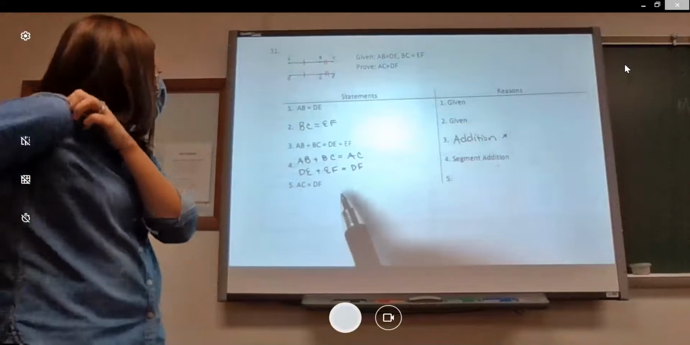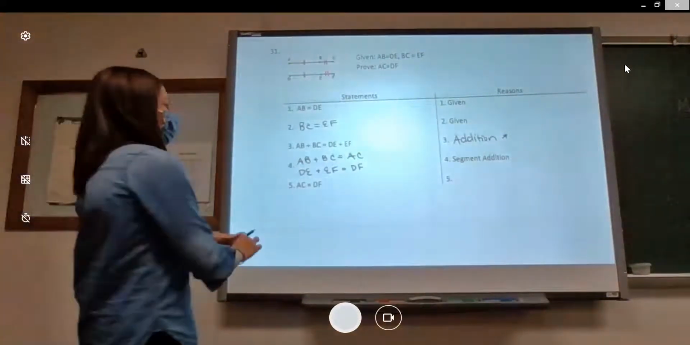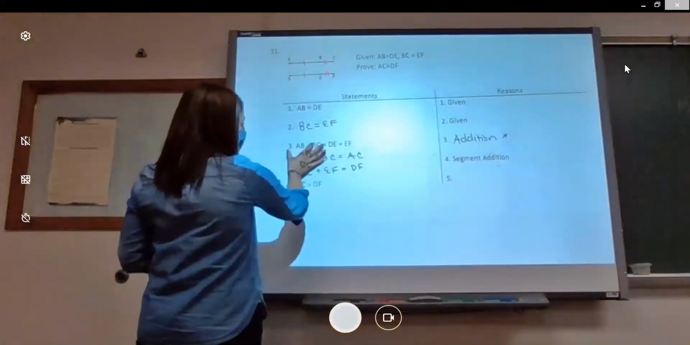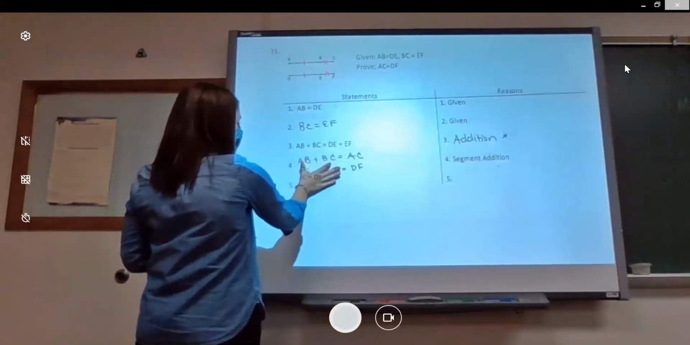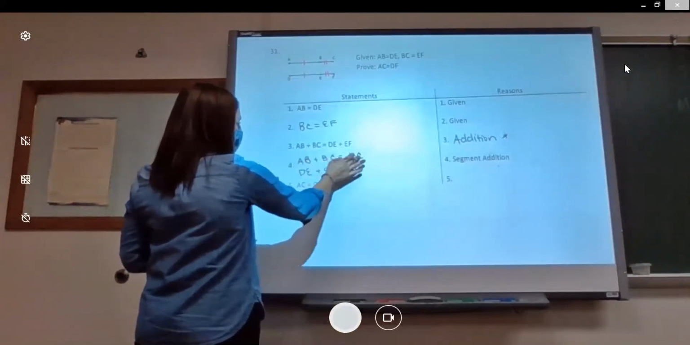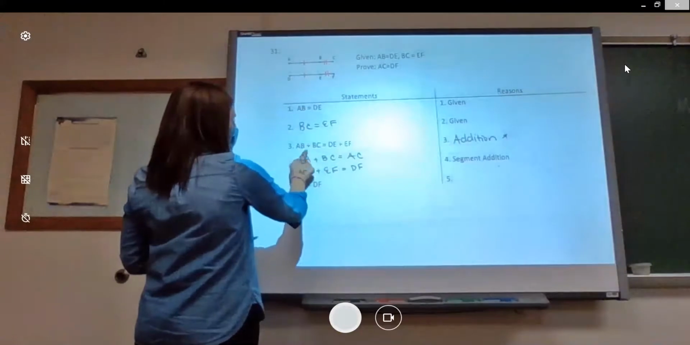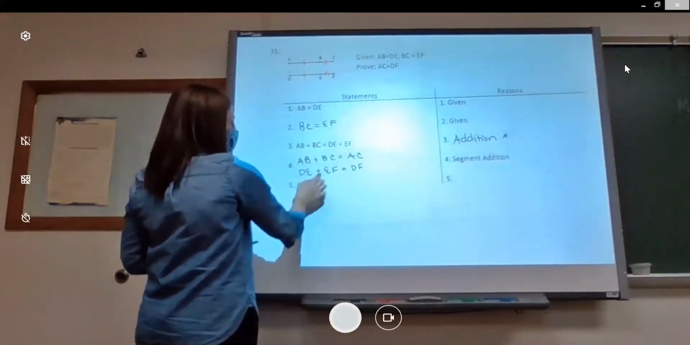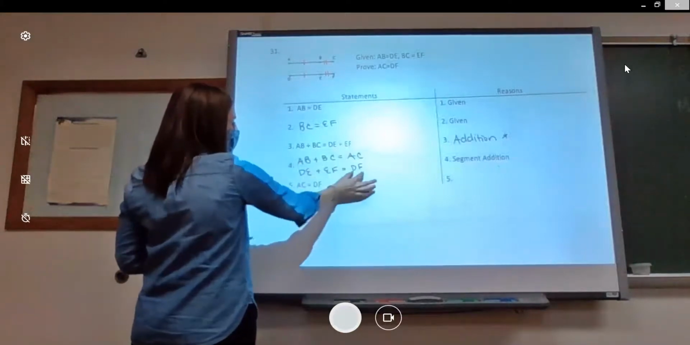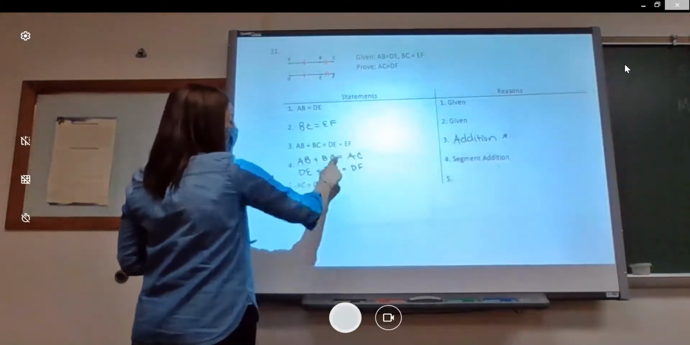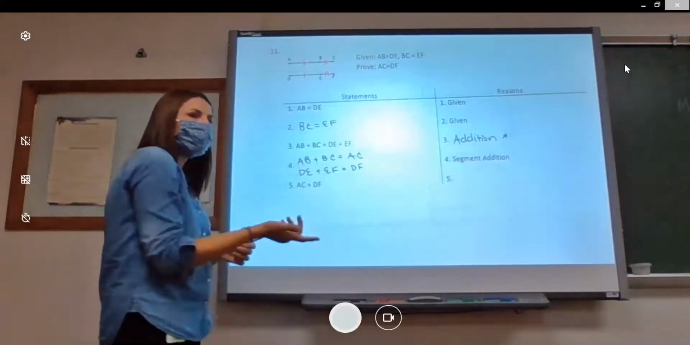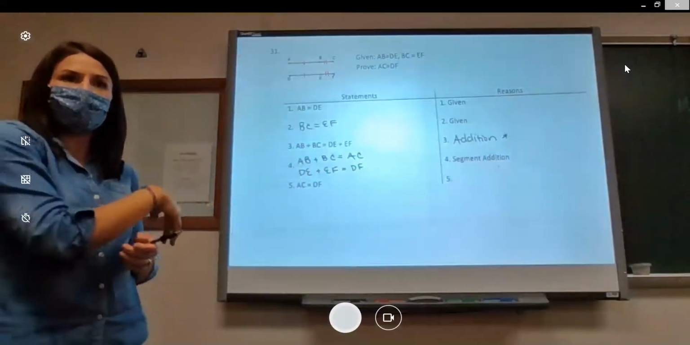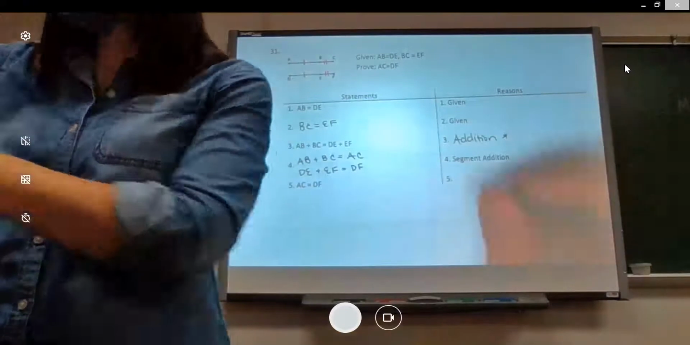Now the last thing it does, and what's happening is it's taking this equation and saying, well, AB plus BC equals AC, so I can put AC in its place right here. I could change this and just write it as AC. And this is equal to DF, so I can change that and just write it as DF. What is that called when I change what's there and put something else in? Substitution.